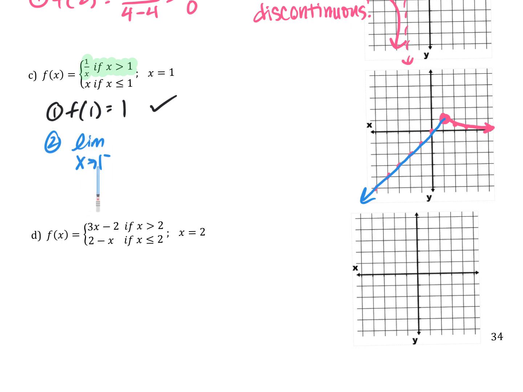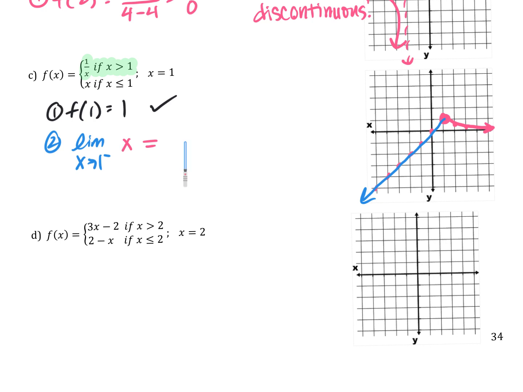The limit as x approaches 1 from the left. Do you think that's dealing with the top function or the bottom function? If I've got to approach 1 from the negative side, would that be x values bigger than 1 or x values less than or equal to 1? It'd be that bottom one, right? So I'm going to put that function right there.